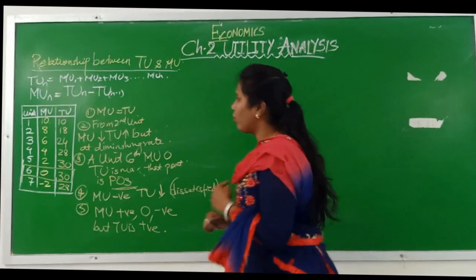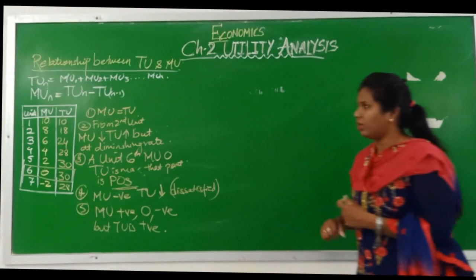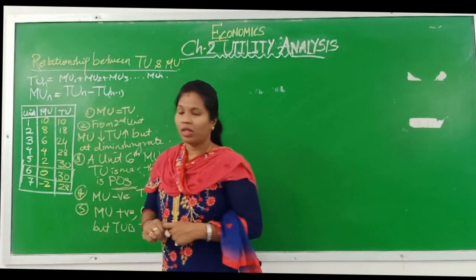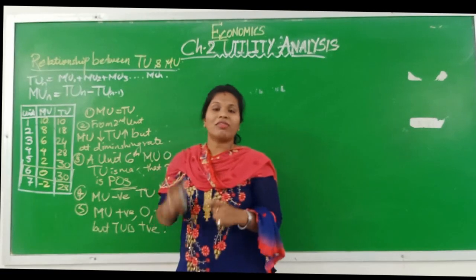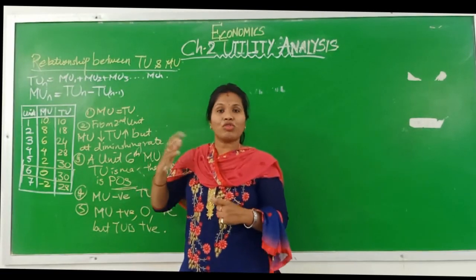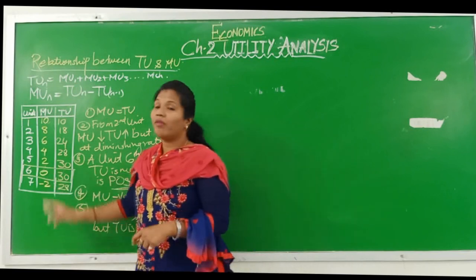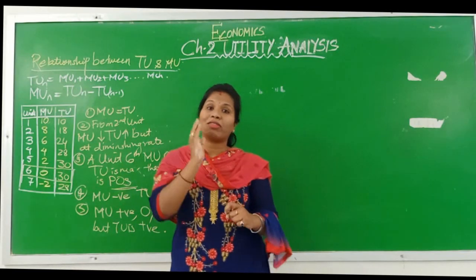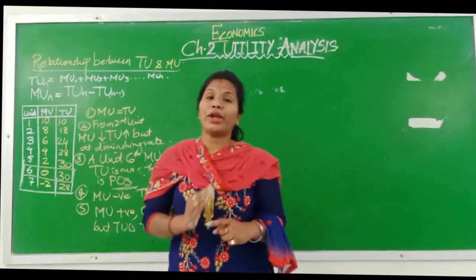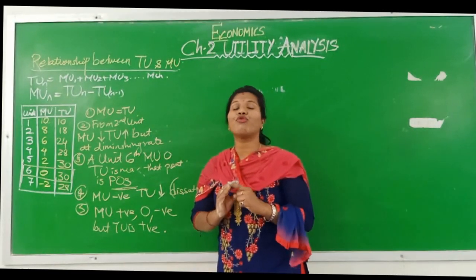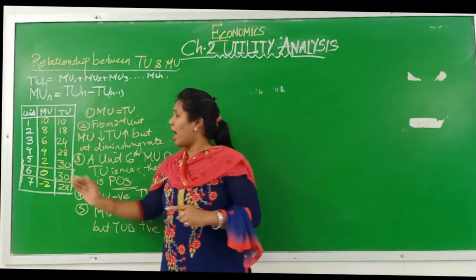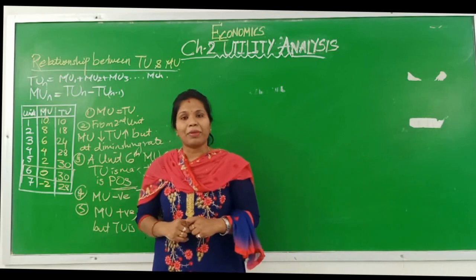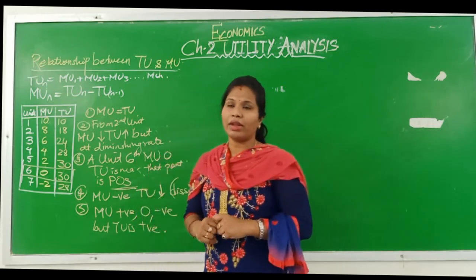I'll take an example. For example, a person who is very much hungry, from the first chapati he got MU 10. From the second chapati his stomach was full, so his MU started declining. There was a point where he was fully satisfied, above that he cannot eat, so MU became 0. That point is said to be a point of satiety. That means the consumer is fully satisfied, and after that if we ask him to consume more, it will start declining. That means it will become negative. We will enter a negative quadrant.